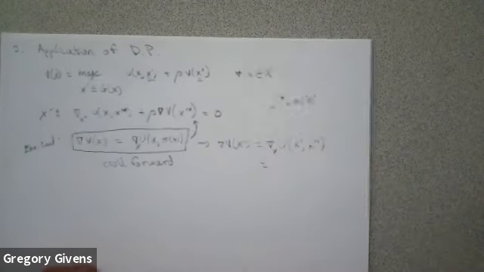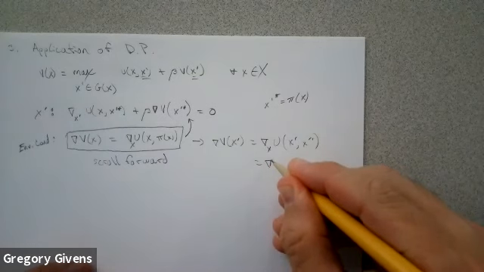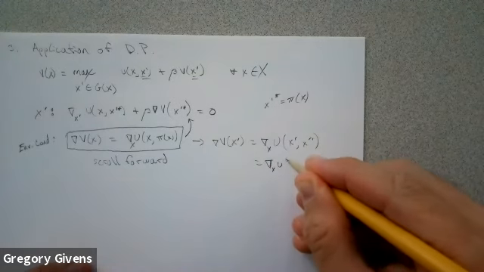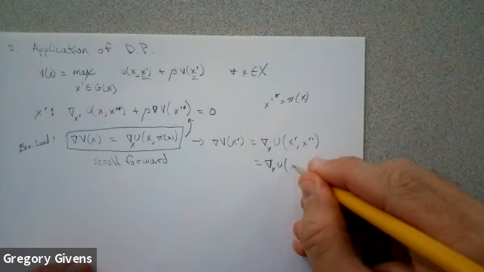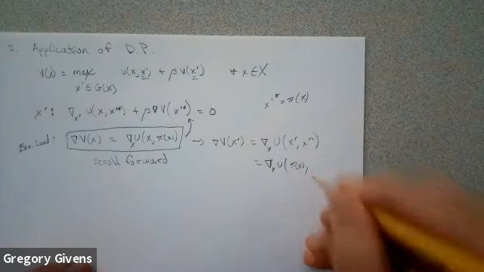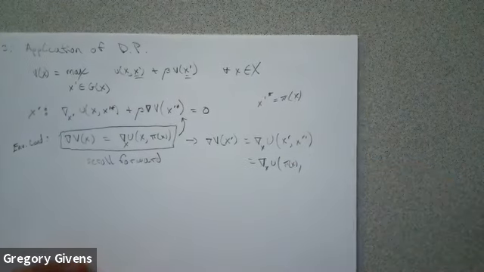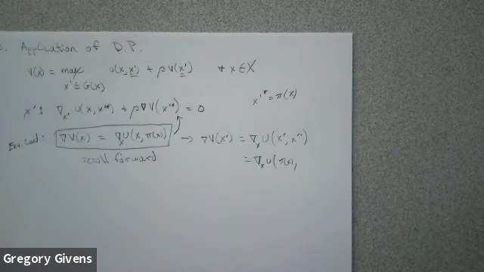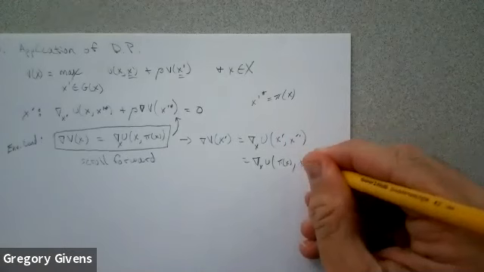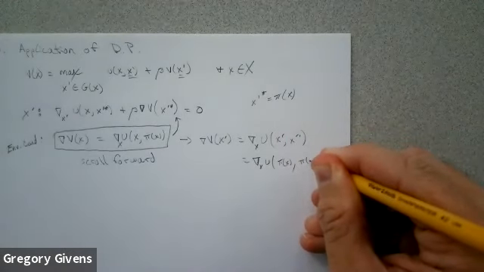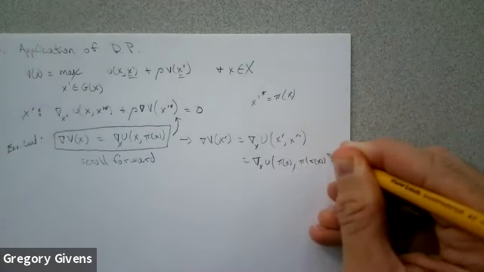Well, what's the right-hand side look like? x prime is, of course, just pi of x, right? What is x double prime? That would be pi of x prime, right? Well, what would pi of x prime be? That's like pi of pi of x.